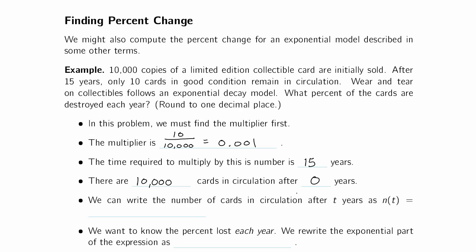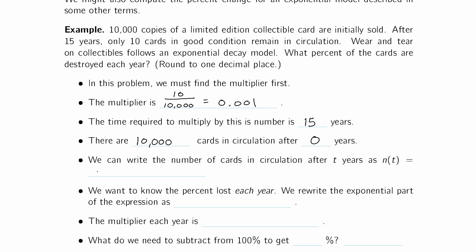So we can write the number of cards after t years as a function of t, N for number. N of t is the initial number, 10,000, times the multiplier, 0.001, to the power, well, t minus the starting time, which was 0, so just t over 15, the time it took to multiply by that number. We want to know what percent are lost each year. We'll rewrite the exponential part of our expression in this way. So we have t over 15, that's 1/15 times t.